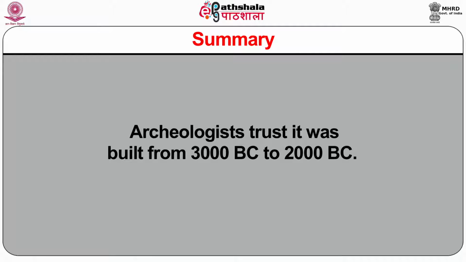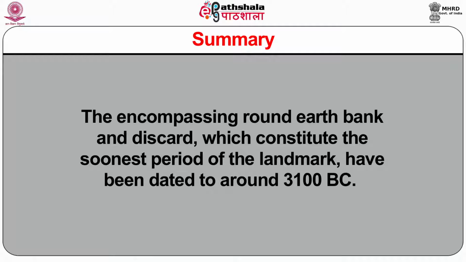Archaeologists believe it was built from 3000 BC to 2000 BC, the surrounding circular earth bank and ditch, which constitute the earliest phase of the monument, have been dated to around 3100 BC. Radiocarbon dating suggests that the first bluestones were raised between 2400 and 2200 BC, although they may have been at the site as early as 3000 BC.